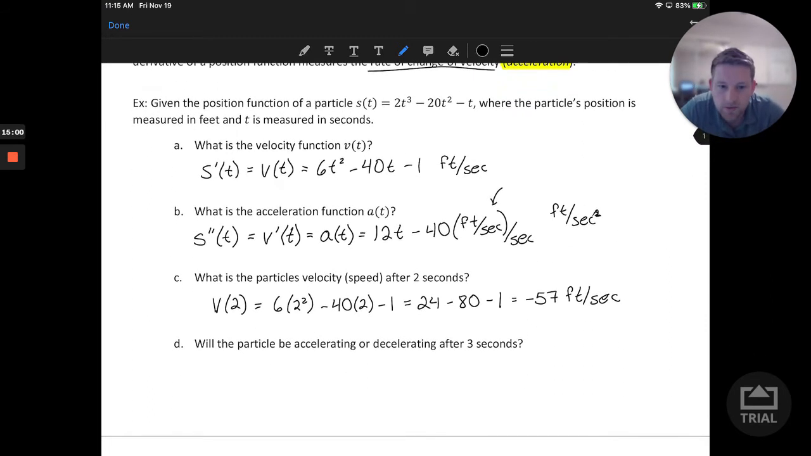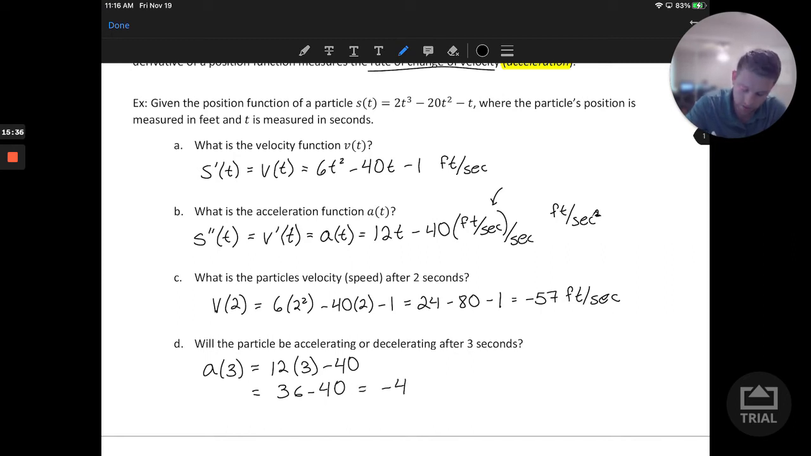And last but not least, we can take a look at the acceleration in part D. We want to figure out, will the particle be accelerating or decelerating after 3 seconds? So in other words, we're going to test the a of t function at 3 seconds. We have 12 times t, which is now 3 seconds, minus 40. And so we'll have 36 minus 40, which in the end looks like negative 4. That's going to be feet per second squared.